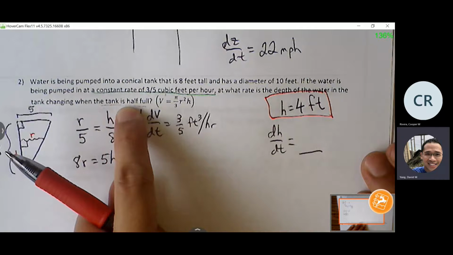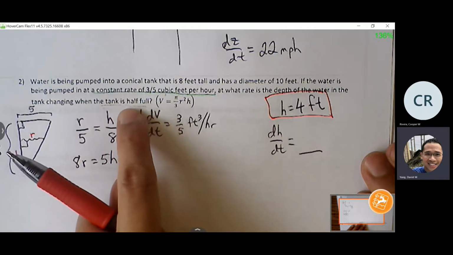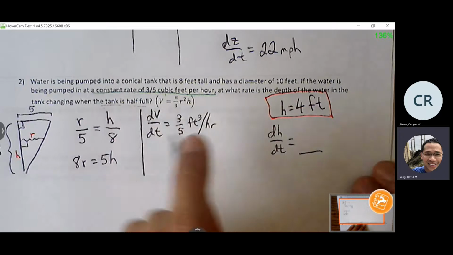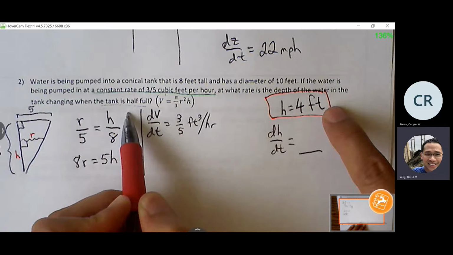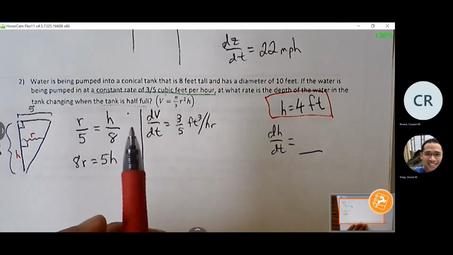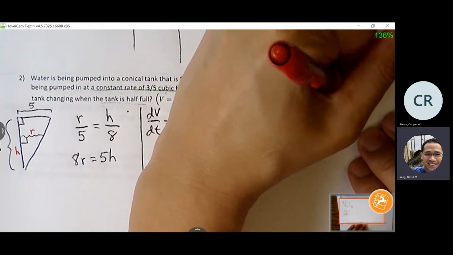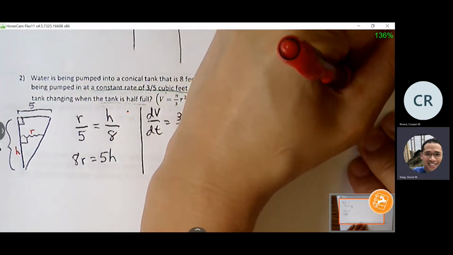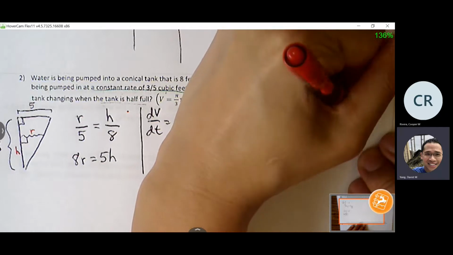Okay, and I didn't really mean half full. I think I mean to say that when the height of the tank is at height. So this is a little bit misleading here, so I'll make it more clear. But I meant for it to be h equals 4. Okay, so save until after the derivative. Do not use until after your derivative.